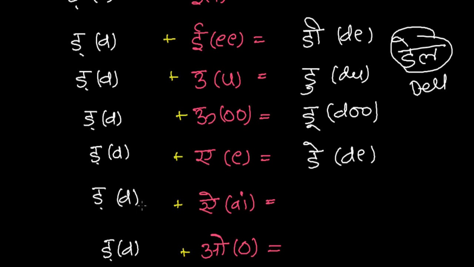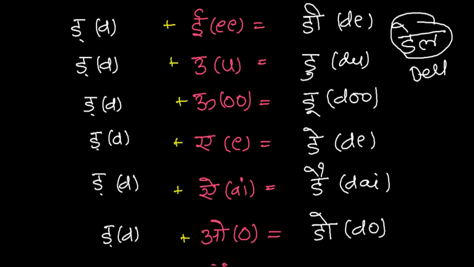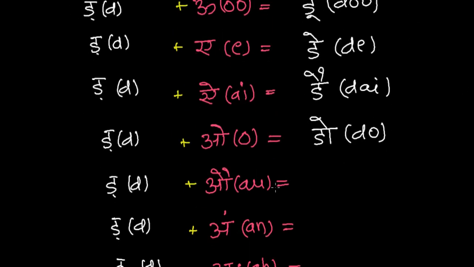So again, da plus e, day. D-a-i, dai. And d plus o, do. I was first writing in English. Okay, it's do. Very cool. Now d plus au, dau. D-a-u, dau.